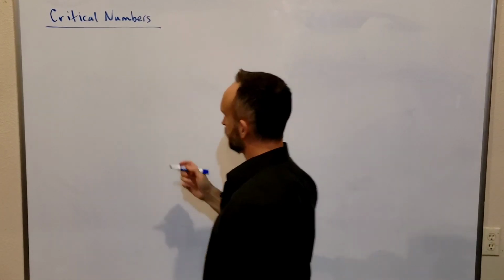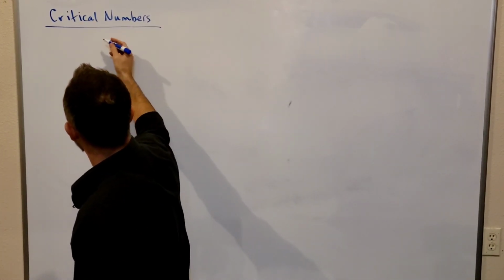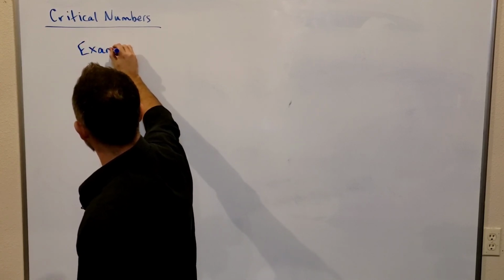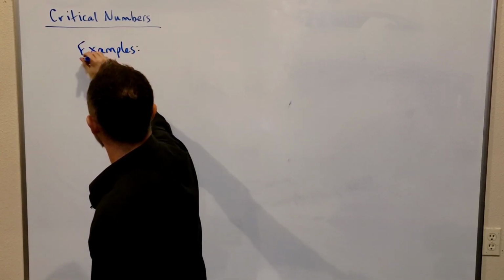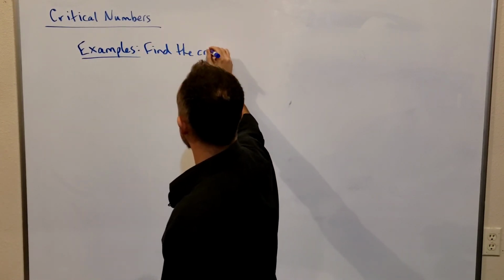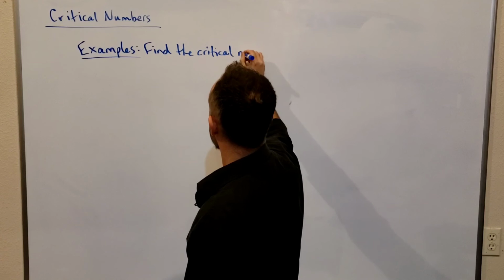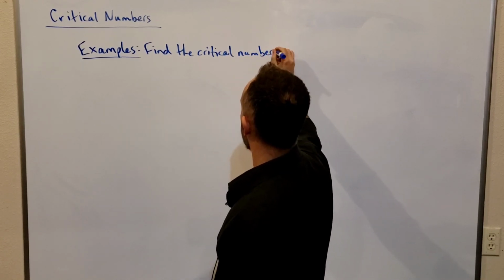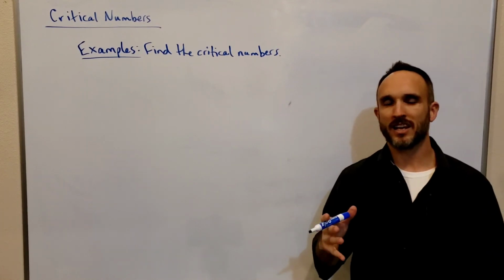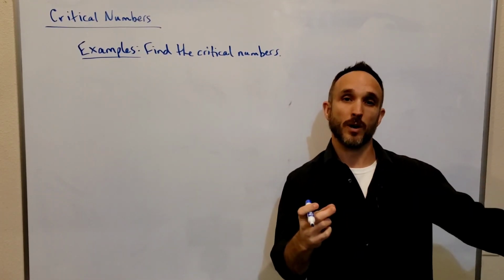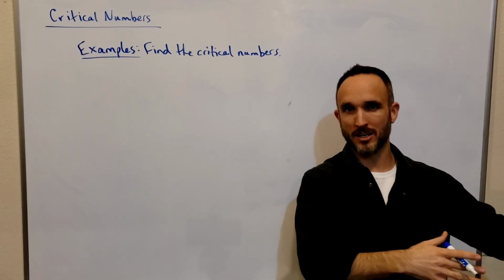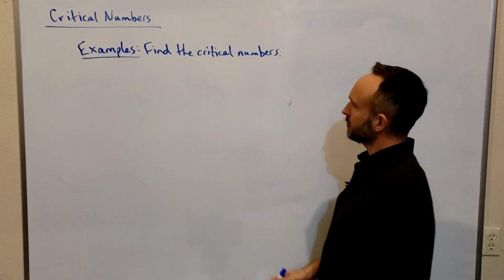Okay? So let's say, we'll label these as examples. Find the critical numbers, if you have any. You're not guaranteed to have any, okay?